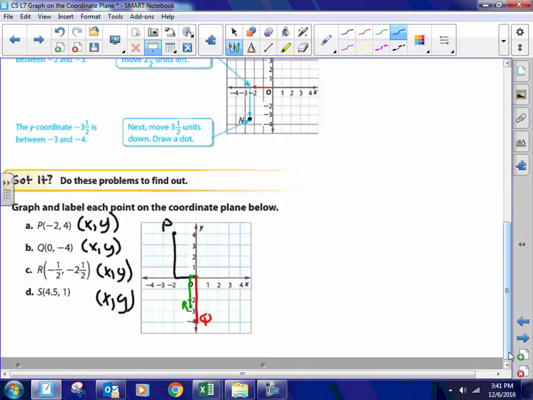The last one is S, which is 4.5, comma 1. X comes first, so we go right to 4.5. It's going to take us all the way over here where this arrow is. And then we go up 1 for the Y coordinate. And ta-da, what letter is that? That's S. Look at that. Beautiful. Easy. Simple. Should not confuse you. Although, if you don't watch my video, it will.